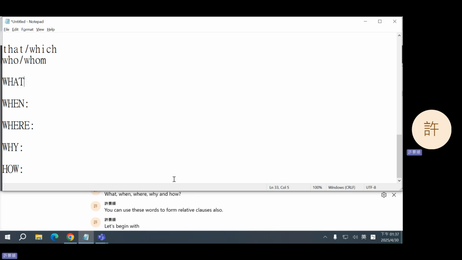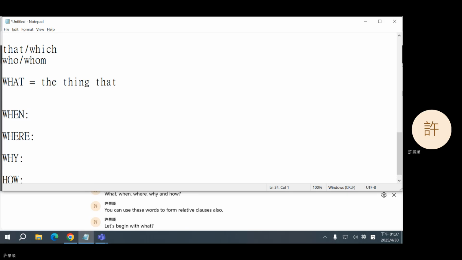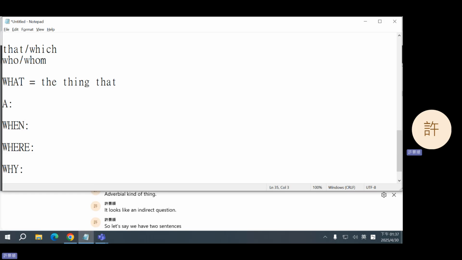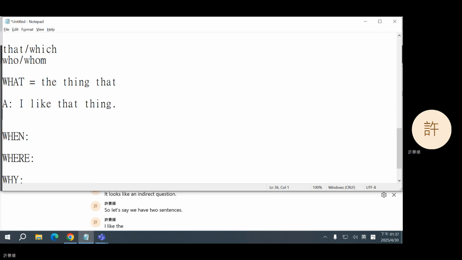Let's begin with "what". "What" is a noun. "What" also functions as a subject or object. When we use it as a relative adverbial kind of thing, it looks like an indirect question. So let's say we have 2 sentences. A, I like the thing. B, you are doing the thing.